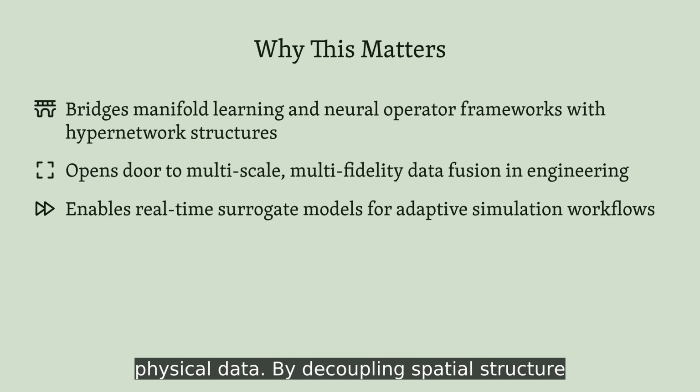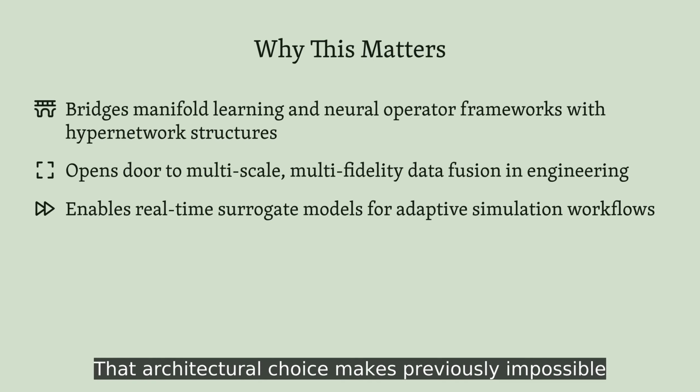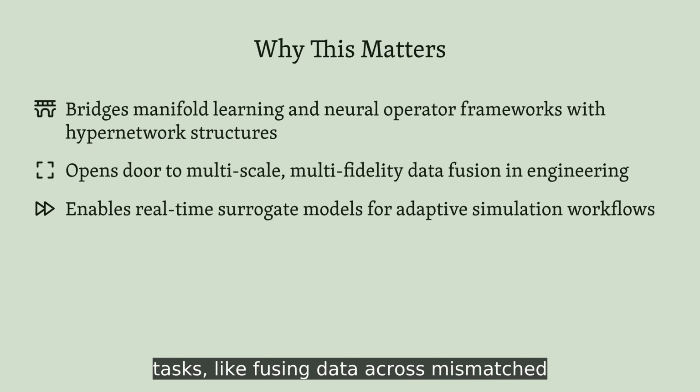Neural Implicit Flow represents a shift in how we think about compressing physical data. By decoupling spatial structure from dynamics, it aligns nonlinear dimensionality reduction with the implicit representations now standard in graphics and physics-informed learning. That architectural choice makes previously impossible tasks, like fusing data across mismatched meshes, suddenly tractable.